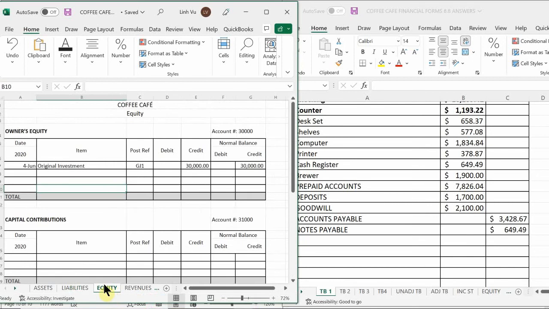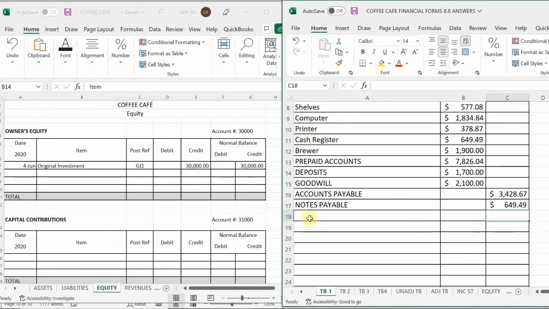Okay. All right. What about equity? What do I have in equity?